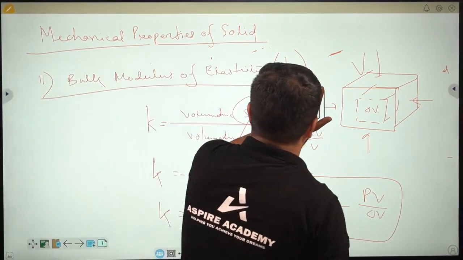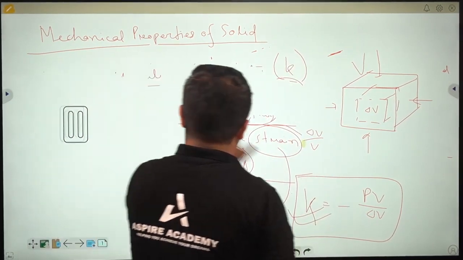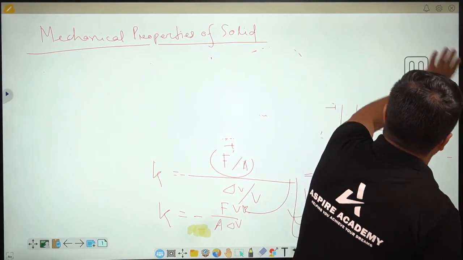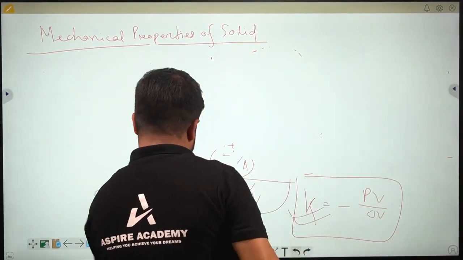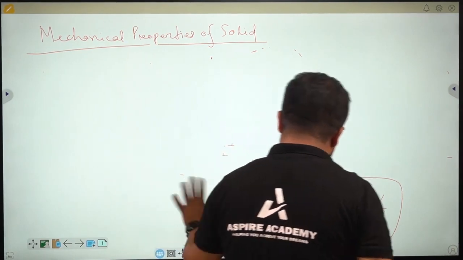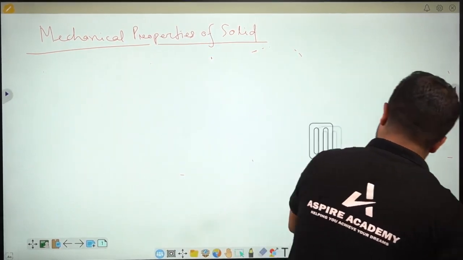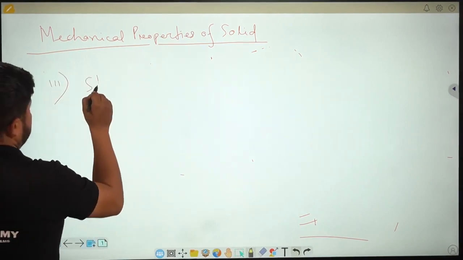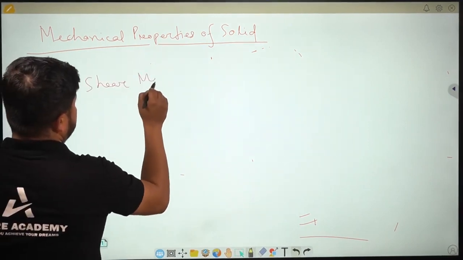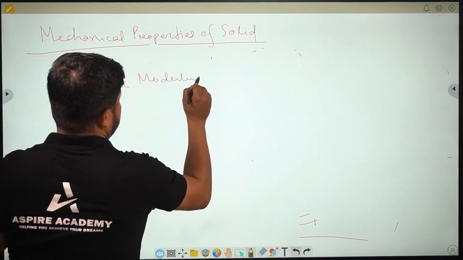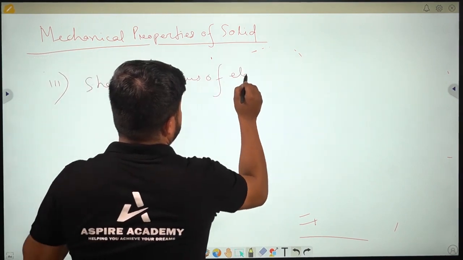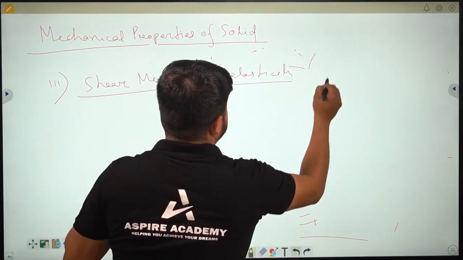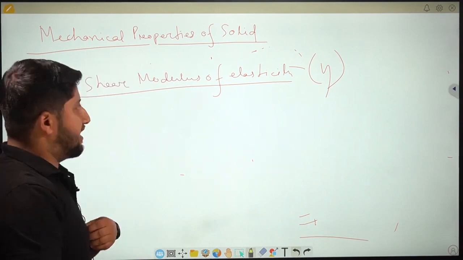So next, the third one is called shear modulus of elasticity. Similarly, the shear modulus of elasticity we can represent as eta, the Greek letter eta.